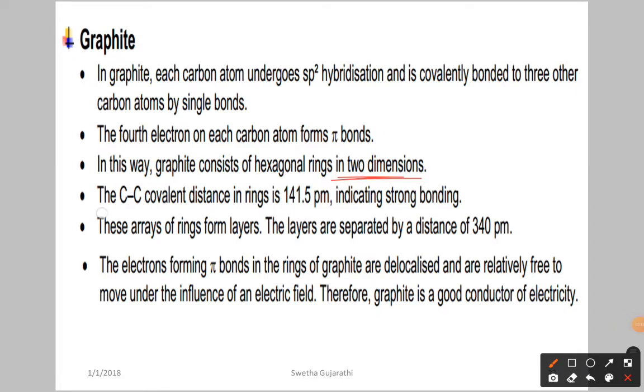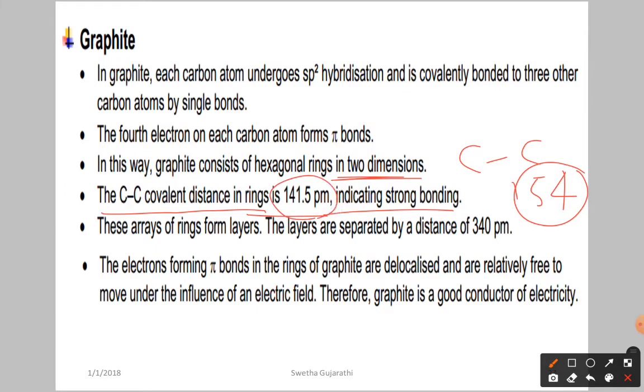The carbon-carbon covalent bond distance here is 141.5 picometers, indicating strong bonding. As you know very well, a shorter bond length means a stronger bond. An actual carbon single bond should be 154 picometers, but here we have a shorter bond length, which indicates a strong bond.